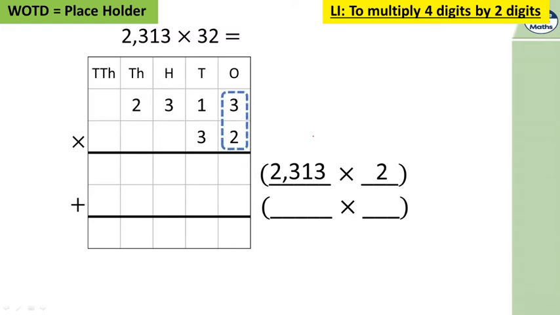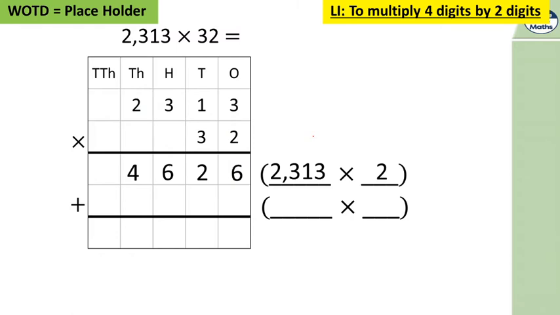But if we do the ones column first, we're going to do 3 times 2, which is 6. 2 times 10, 2 lots of 10 is 20. 2 times 300, 2 lots of 300 is 600. And then we've got 2 lots of 2,000. 2,000 times 2 is 4,000. So we have done our ones column.